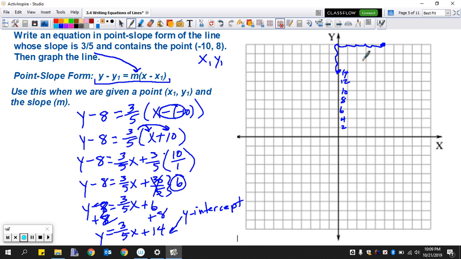Put a dot. We can also do a double negative. So we could go down 1, 2, 3, and over 5. 1, 2, 3, 4, 5. Put our dot, and then we can draw a line through all three of those points. Sometimes that's what we have to do if the lines don't match up, as far as we don't have enough lines in our coordinate plane.